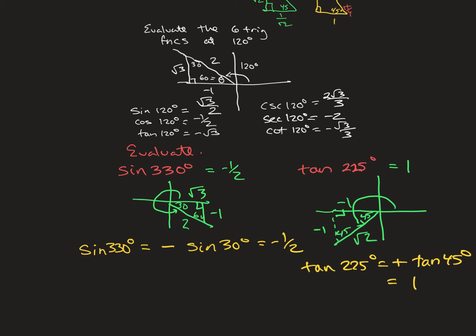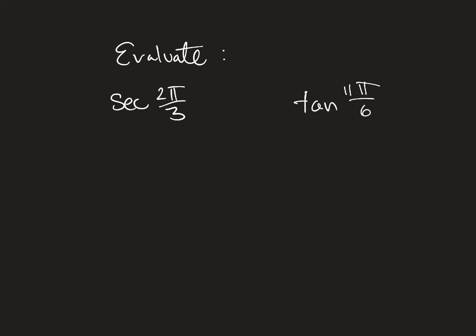Okay, let's do a few with radians now. Evaluate the following. What if I said secant of 2 pi over 3? Let's do tangent of 11 pi over 6. Let's do cosecant of 5 pi over 4 and tangent of 5 pi over 2.